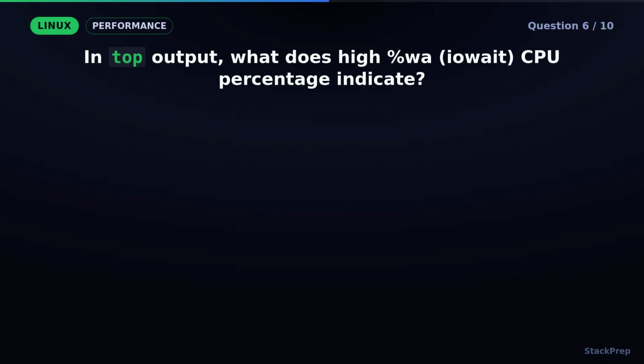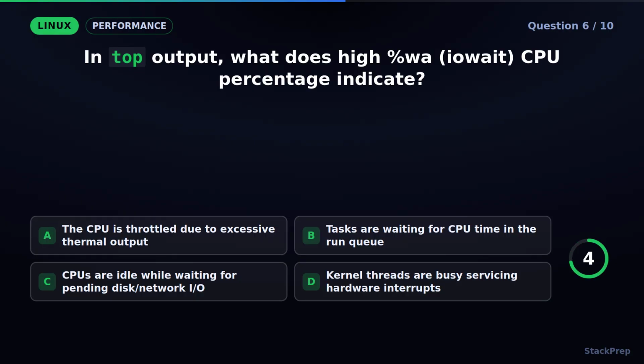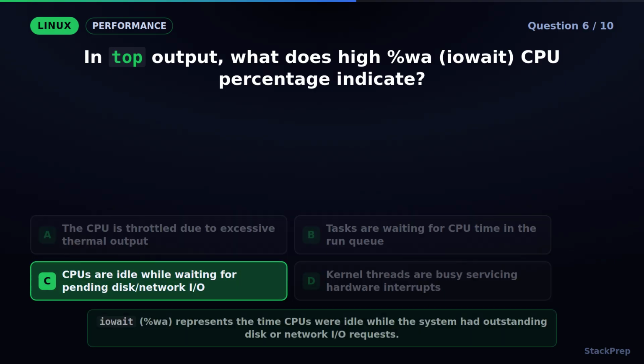In top output, what does high %wa, iowait, CPU percentage indicate? The answer: CPUs are idle while waiting for pending disk or network I/O, iowait, %wa. It represents the time CPUs were idle while the system had outstanding disk or network I/O requests.